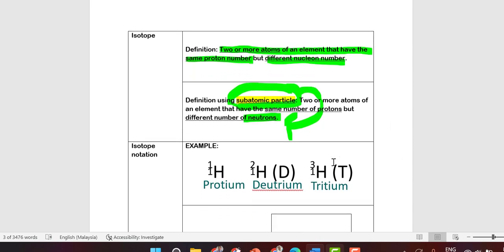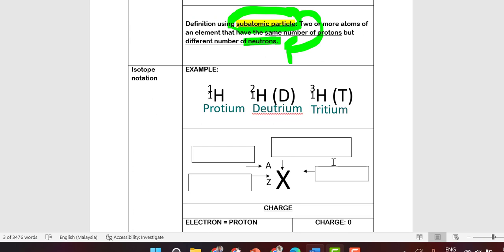So this is an example of isotopic notation. We have hydrogen: protium, deuterium and tritium. So this is an example of isotopic notation.